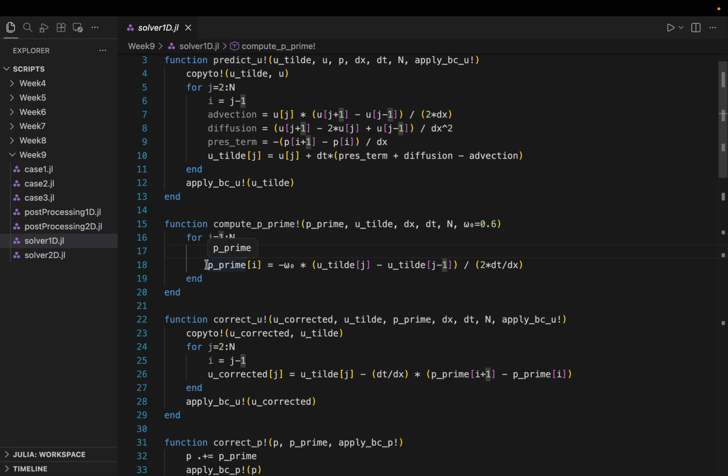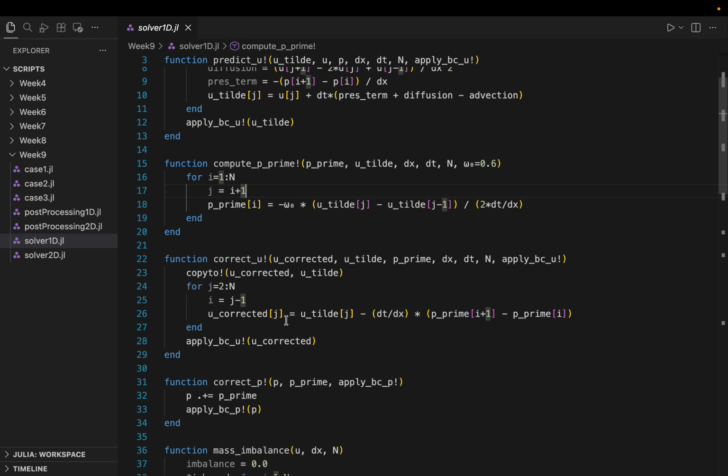Once I have p prime and I have the predicted velocity, now I have to correct the velocity. So the velocity correction is u n plus 1 is u tilde minus delta t times del p prime by del x, where del p prime by del x is p prime i plus 1 minus p prime i by delta x. So this will give me a corrected velocity. Again, this velocity we are only computing at the internal cells, so now we have to apply the boundary conditions.